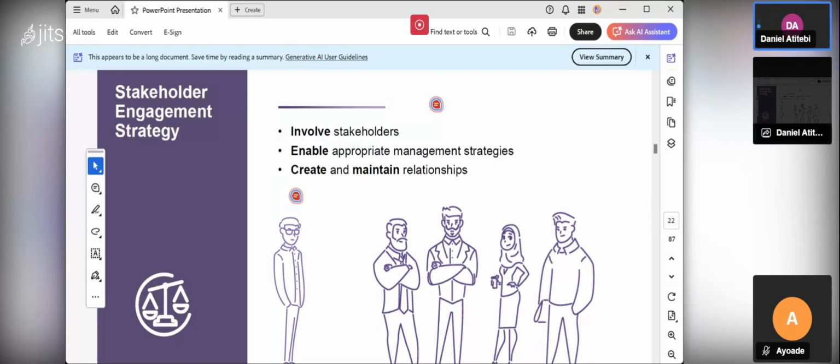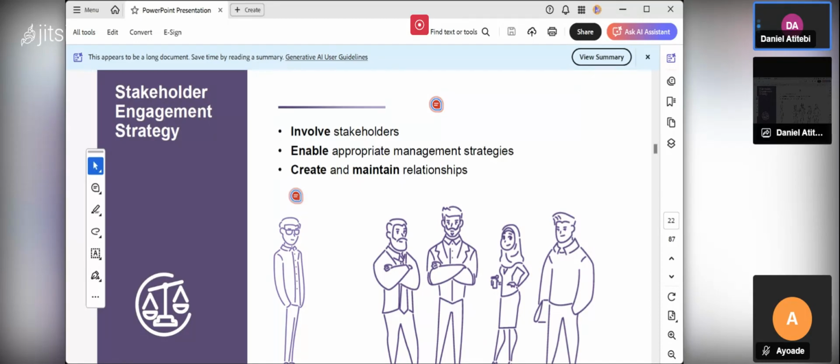So effective stakeholder management involves what? Engagement is a critical component of successful project management. By identifying stakeholders, communicating effectively with stakeholders, managing their expectations, and mitigating their risk, the project manager can ensure that the project meets stakeholder needs, expectations, interests, and preferences, leading to what? A better outcome of your project.